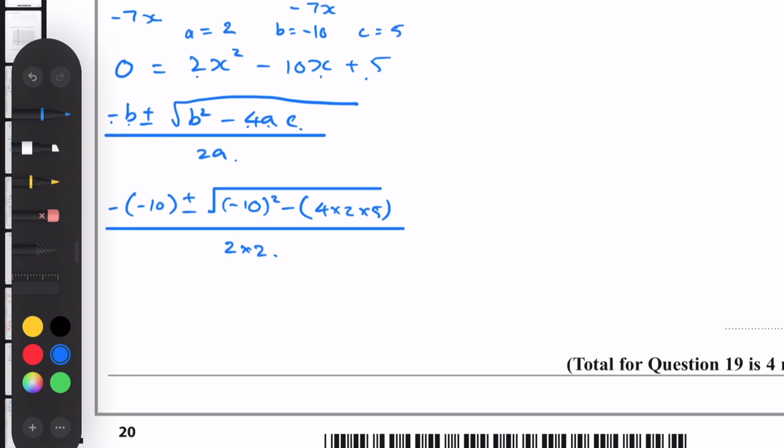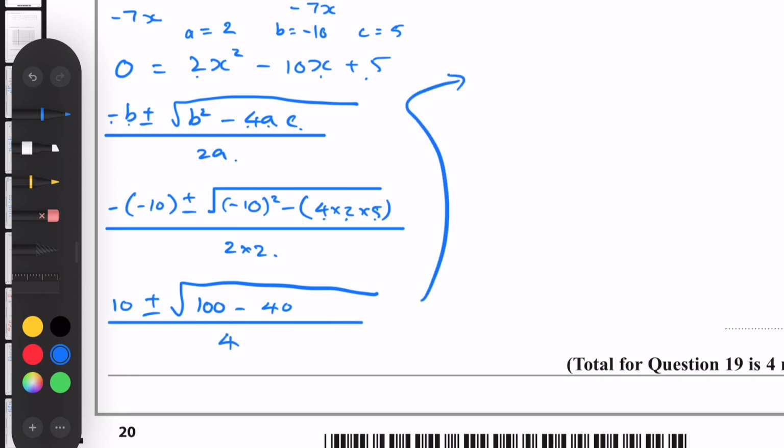Minus minus 10 is actually just plus 10 because the two negatives make a positive there. And then it's the square root of minus 10 squared is positive 100, minus 4 times 2 for 8, 8 times 5 for 40. And then it's all divided by 4. And that will give you 10 plus or minus the square root of 100 take away 40 is the square root of 60, and we're then going to divide the whole thing by 4.